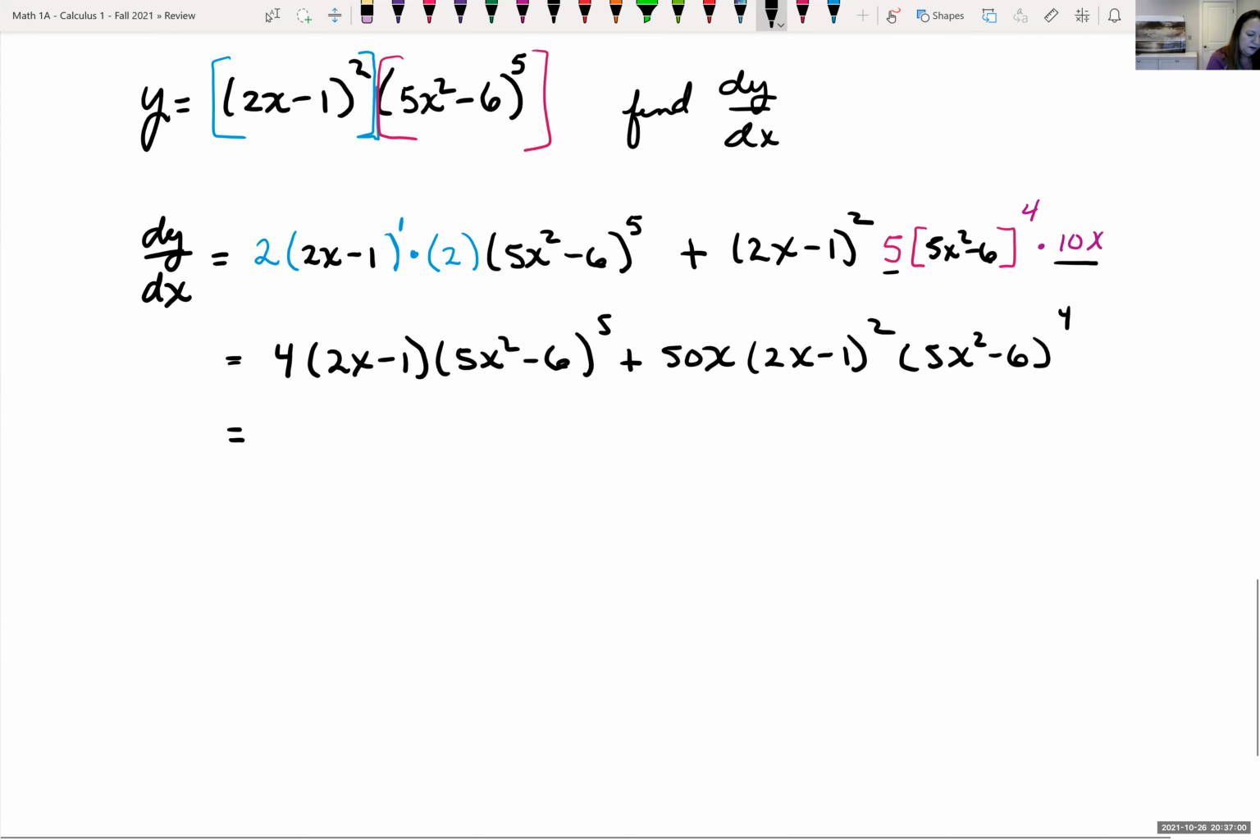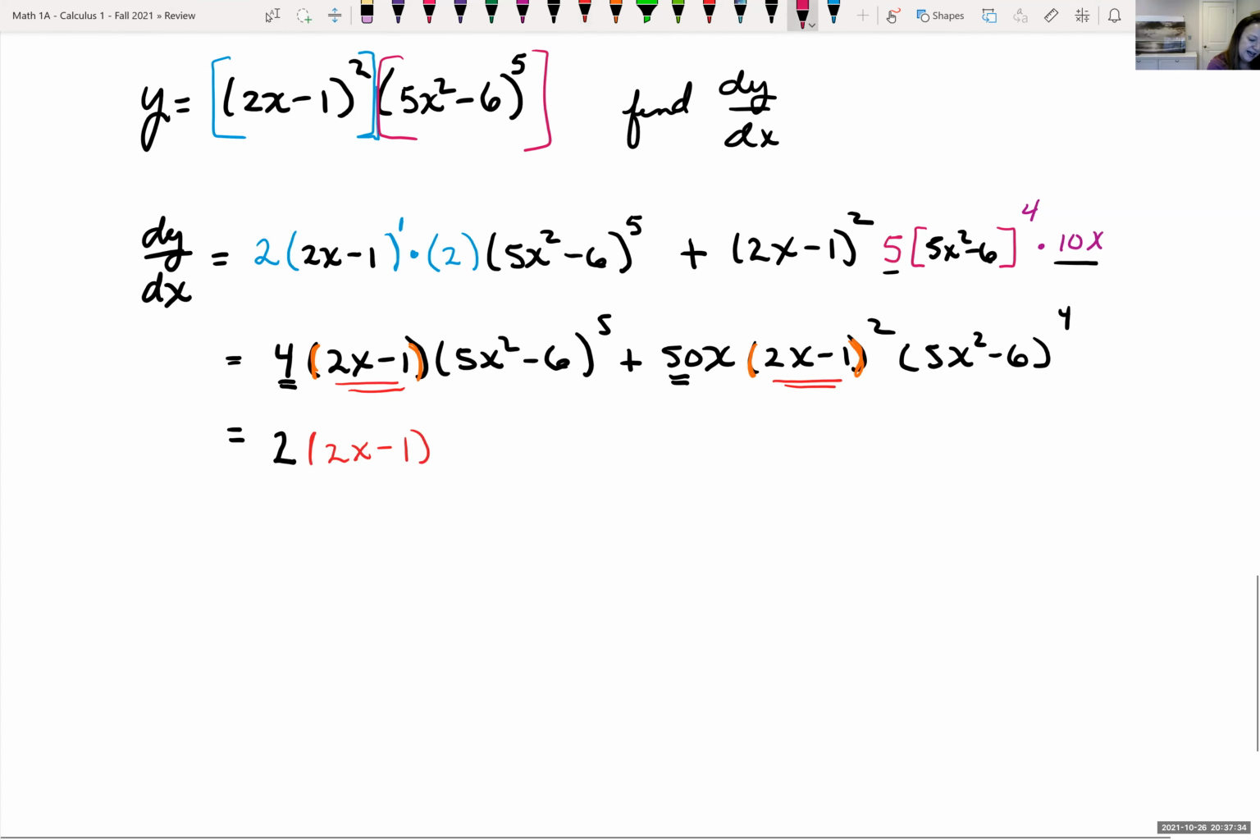So we can actually factor and clean this up even more. Notice that we have these 2x minus 1s. We have one of those in common. And maybe even before we do that, let's look at our coefficients. We have a 4 and a 50, and so we can pull out a 2 from both of those. We can pull out a single 2x minus 1 from both of those.